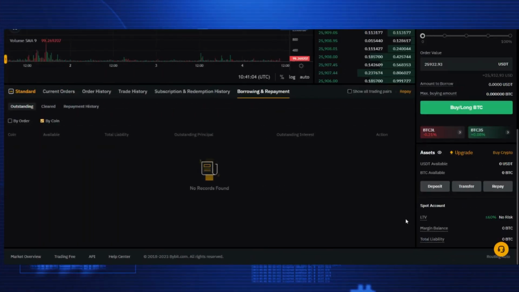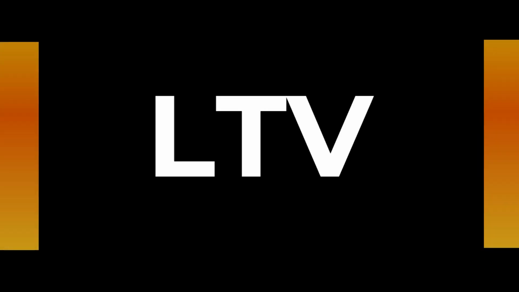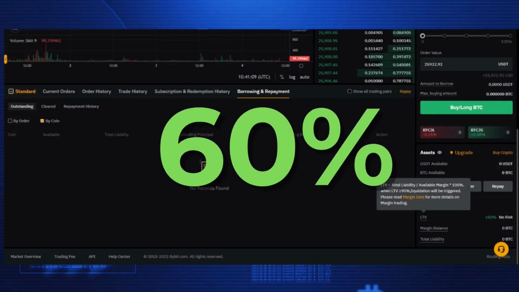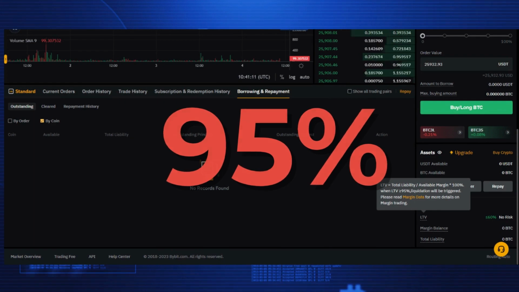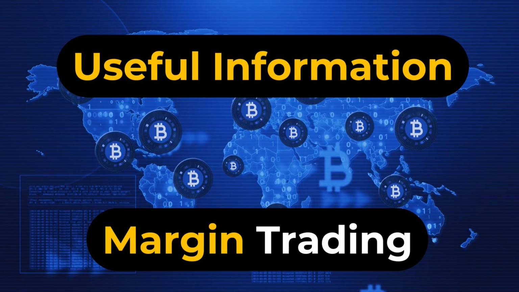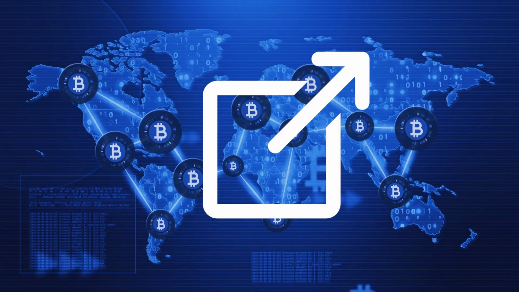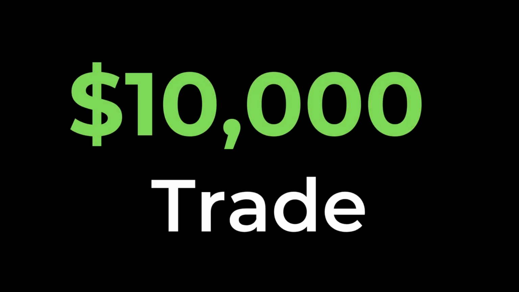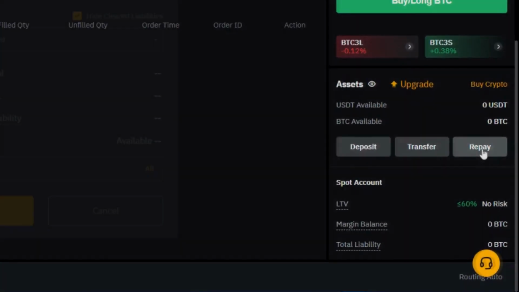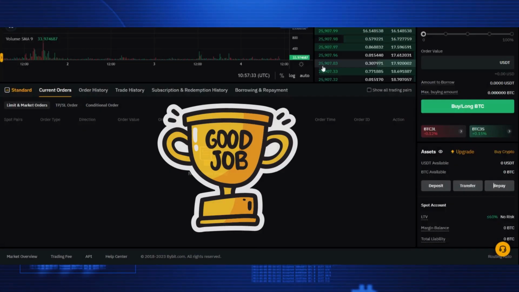Keep in mind that you will need to also check your LTV. LTV stands for loan to value ratio. You are starting with 60%, and if you are reaching over 95%, your position will be liquidated. For more useful information regarding margin trading, click on the external resource link. At 10x margin, with $1,000 worth of Bitcoin, you will be looking at a $10,000 trade. When you decide to close that position, click on the repay button. Good job! You just made your first margin trade.